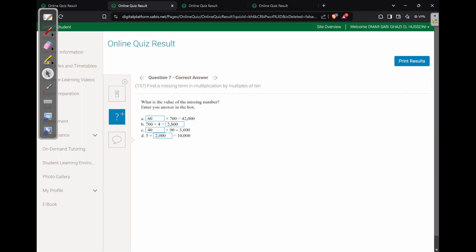6 times 7 equals 42. We add the 3 zeros. Okay. 7 times 4 equals 28. We add the 2 zeros. Now the answer makes it 2,800. 4 times 9 equals 36. We add the 2 zeros. That is 3,600. D. 5 times 2 equals 10. We add the 3 zeros, 10,000. And it's 10,000 since 5 times 2 equals 10.